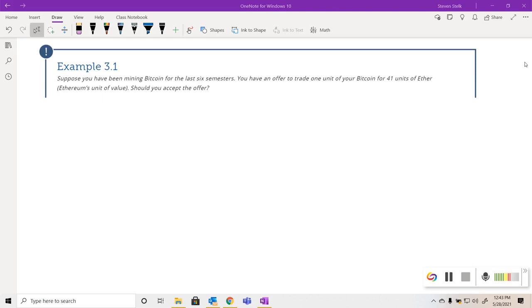All right, example 3.1 says, suppose you have been mining Bitcoin for the last 6 semesters. You have an offer to trade 1 unit of your Bitcoin for 41 units of Ether, which is Ethereum's unit of value. Should you accept the offer?